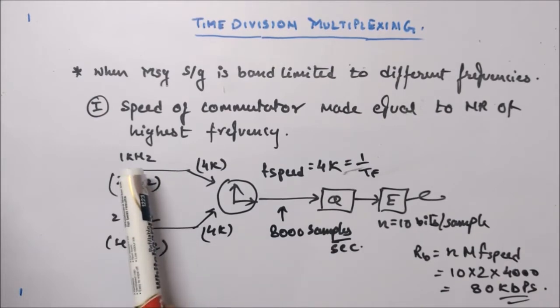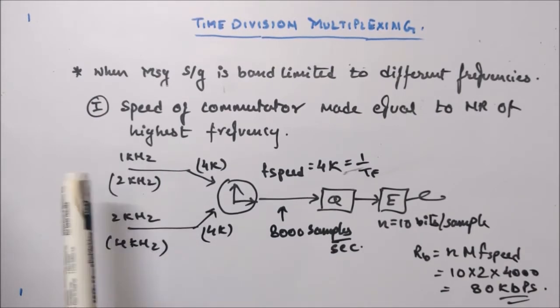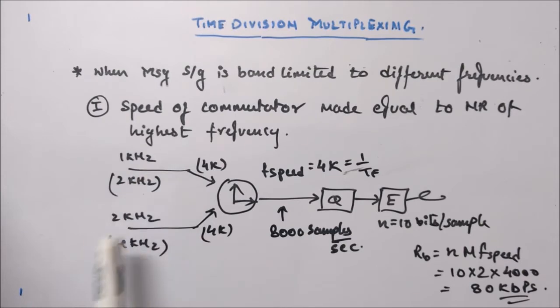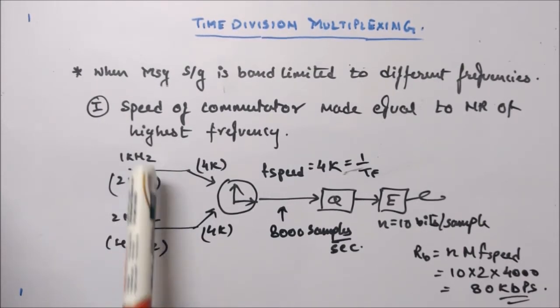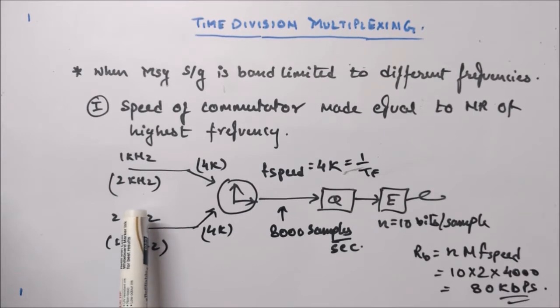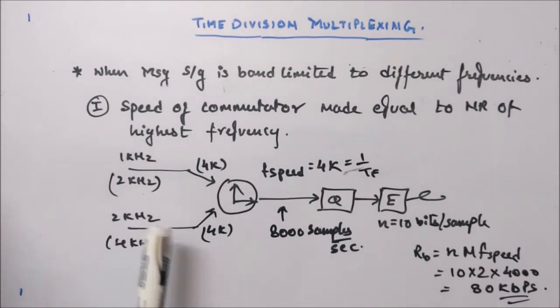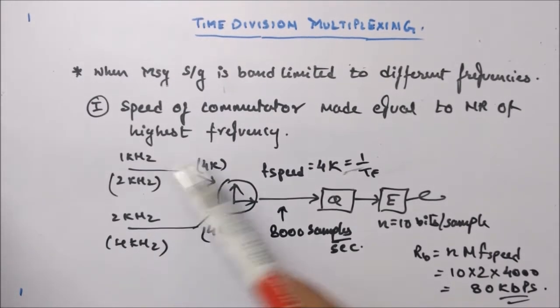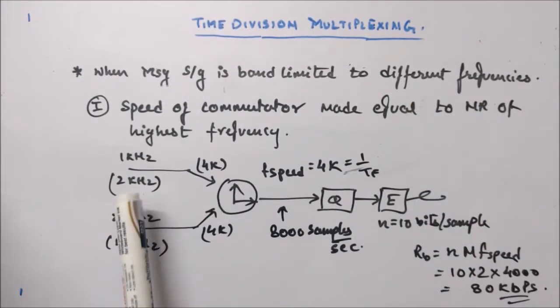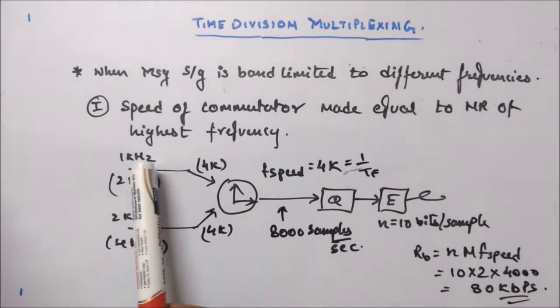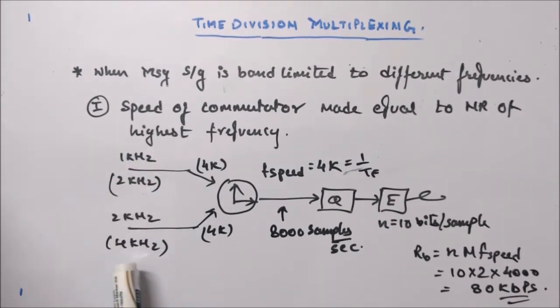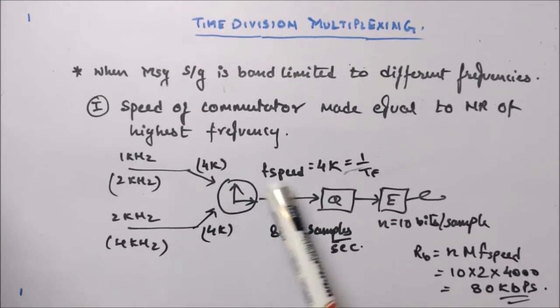So here you have two message signals. One is band limited to 1 kilohertz and the second is band limited to 2 kilohertz. So you can see they don't have the same frequency. They are band limited to different frequencies. So the Nyquist rate for this one is 2 kilohertz and for this one it is 4 kilohertz.